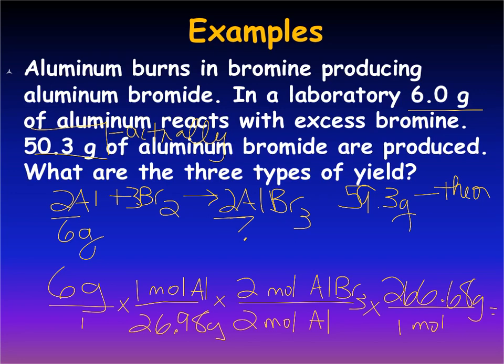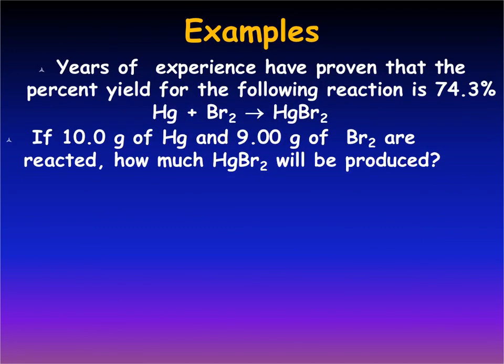Now the percent yield formula is actual divided by theoretical times 100. So I'm going to take my 50.3 divided by my 59.3 times 100, and that's going to give me my percent yield. So perform a little bit of math here, and I have a yield of 84.8%.